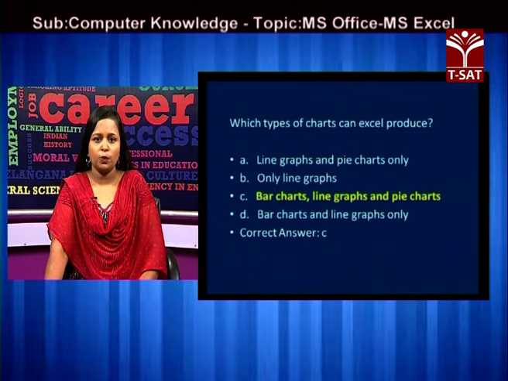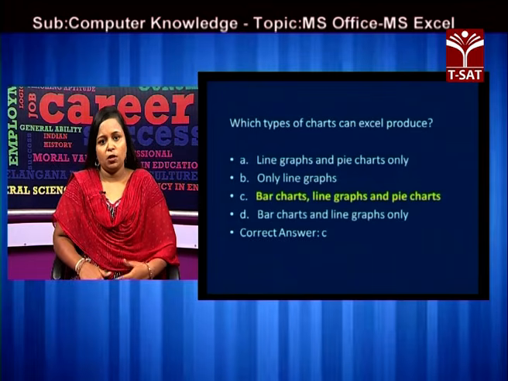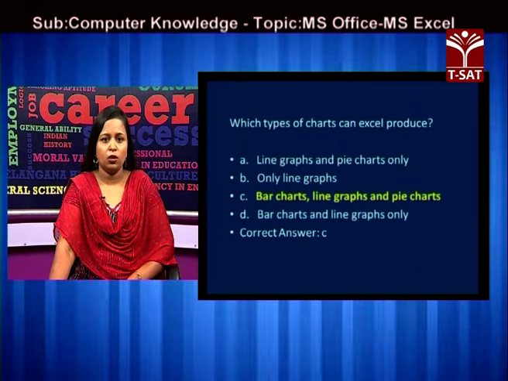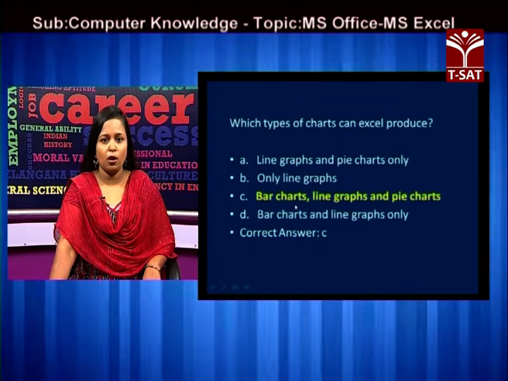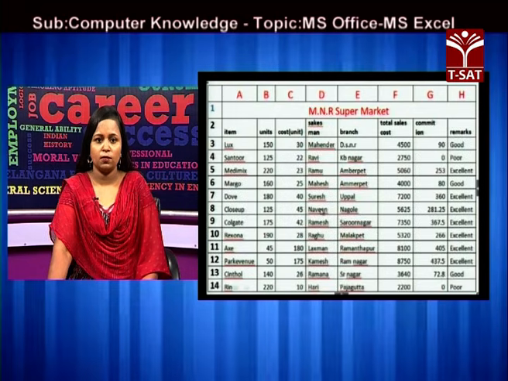Next, which types of charts can Excel produce? Bar charts, line charts and pie charts, different types of charts Excel can produce. So we have to click the answer for bar charts, line charts and graphs, pie charts. These are the correct answer for C.